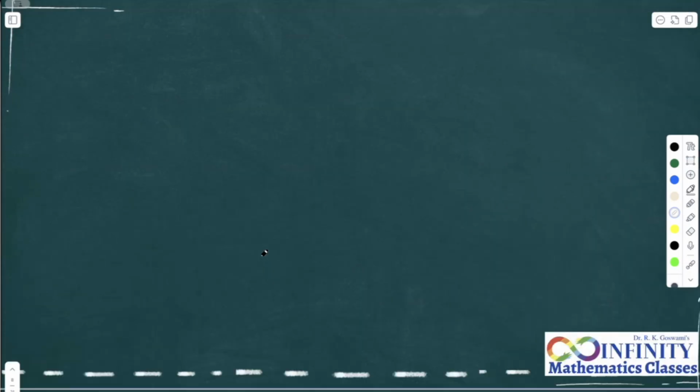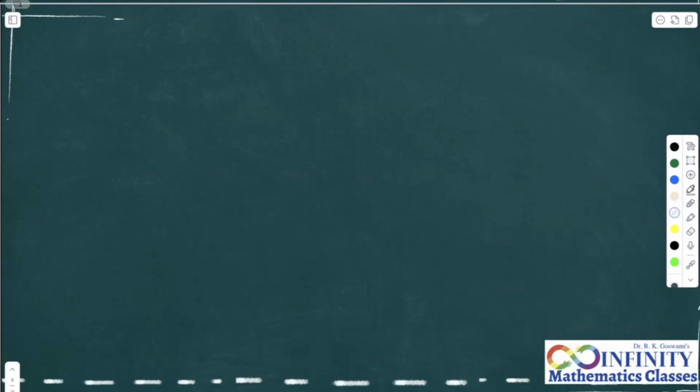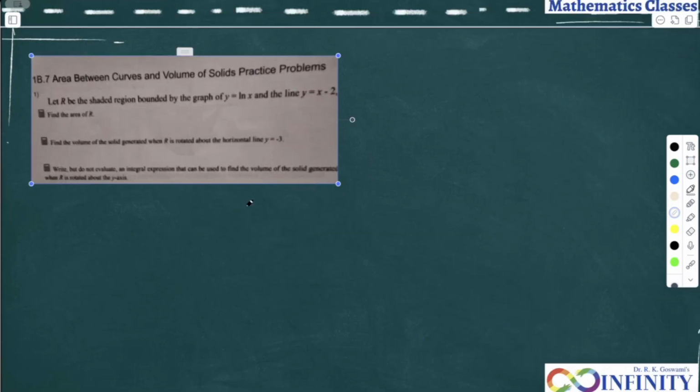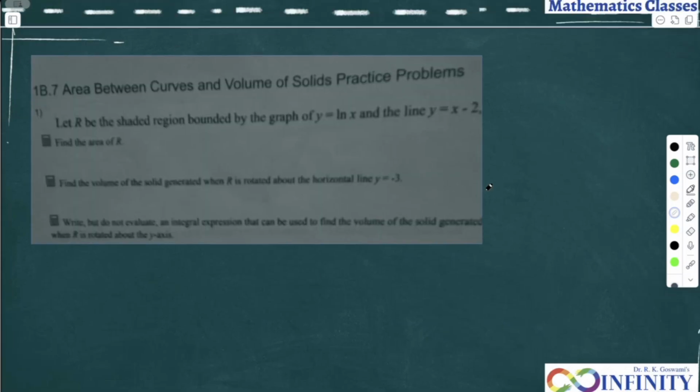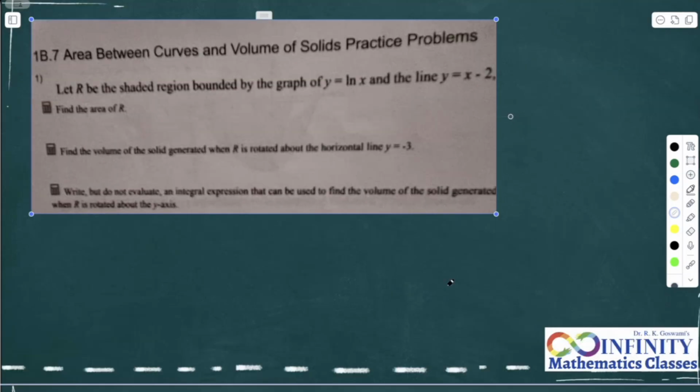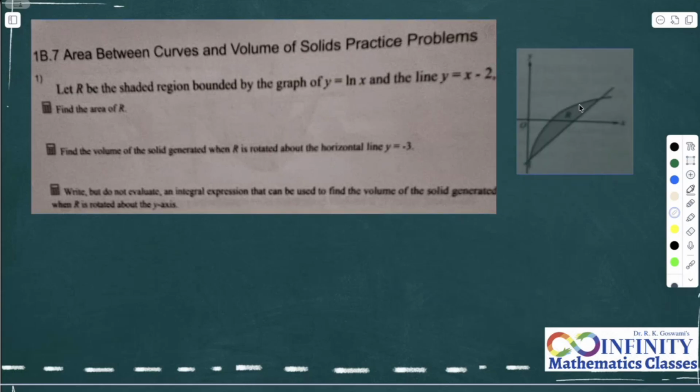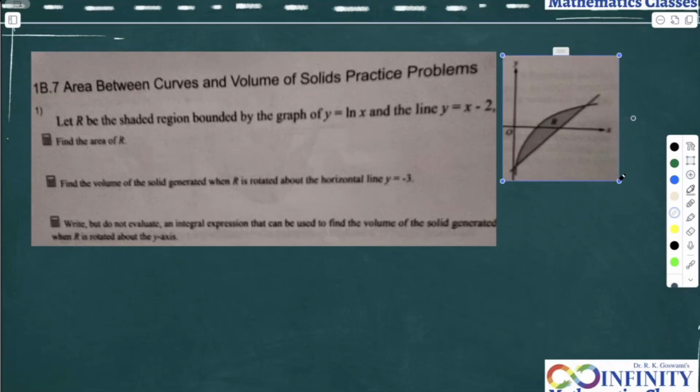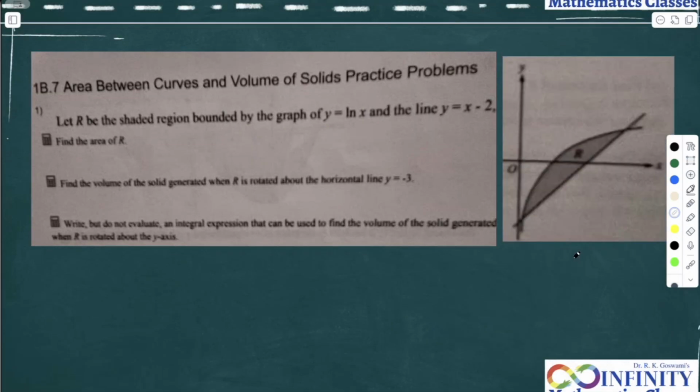So this is done. Next, there is a question. Let me just get the question. Let R be the region bounded by the curve. So they have given you the graph also along with this question. So this is a situation given to you. Okay. So find the area of R.